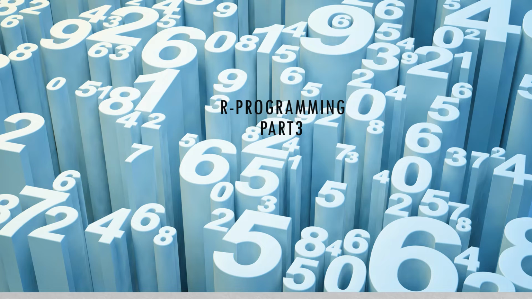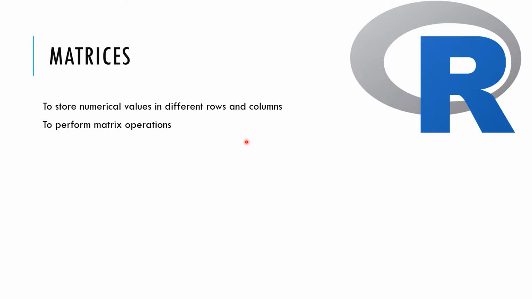Welcome to part three of our programming video. In this video, we are going to focus on matrix operations in R. So why do we use a matrix? Basically to store numerical values in different rows and columns, and then to perform matrix operations, which are very essential in data science.